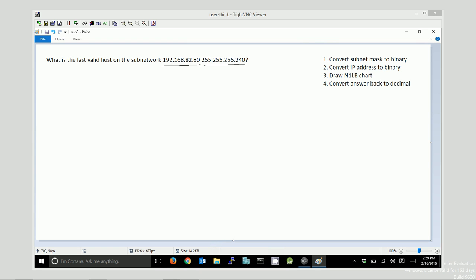mask. The first thing I always want to do in problems like this is convert my subnet mask to binary. There is a video that will show you how to convert decimal to binary, but the short answer here is that all of my 255s are 8 ones, and a 240 happens to be 4 ones and 4 zeros. So my subnet mask looks like this.